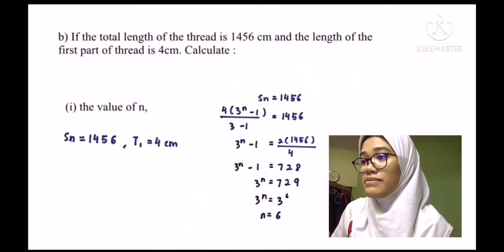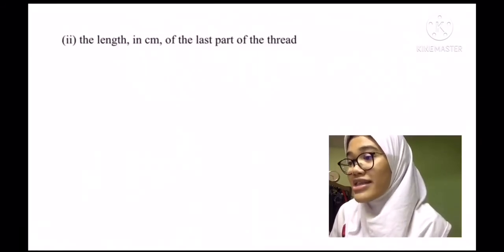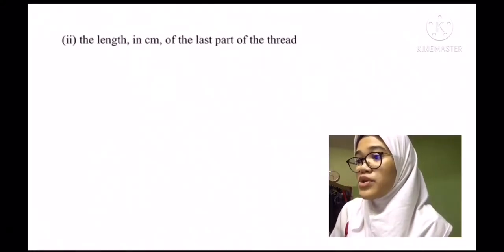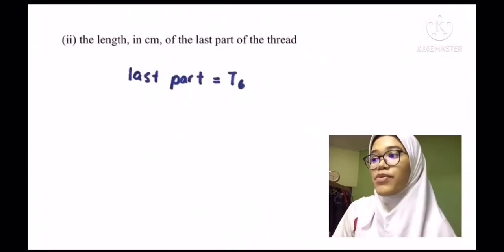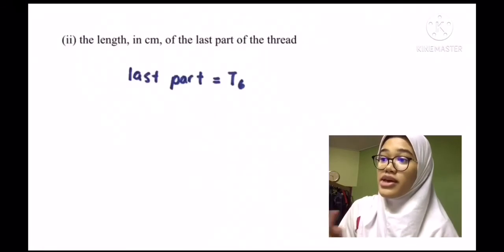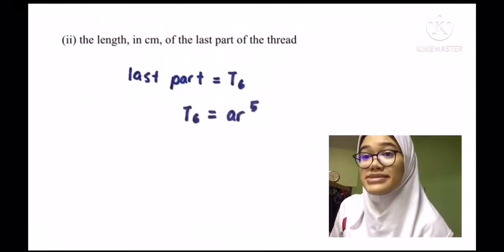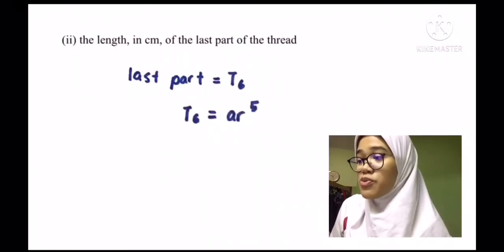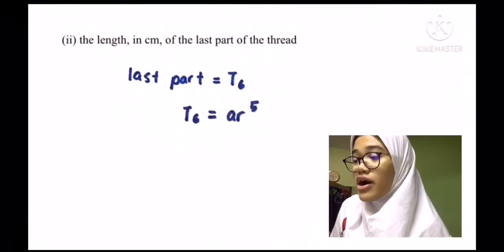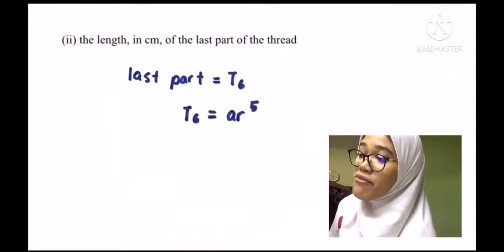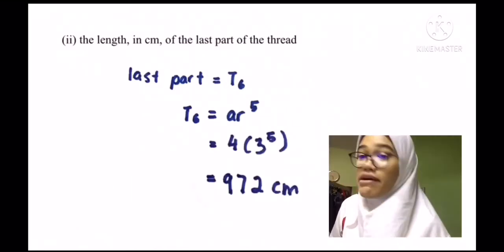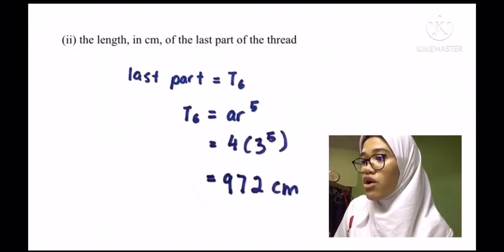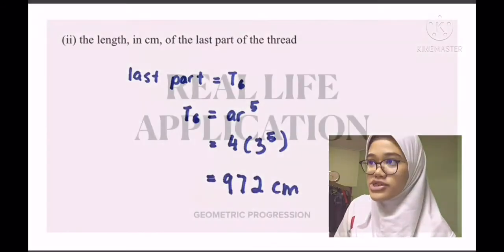So the next question: calculate the length in cm of the last part of the track. We know the last part of the track is the sixth part, so the last part is T6. Changing it into the formula AR to the power of n minus 1, we get T6 equals AR to the power of 5. Putting in the first term 4 and the common ratio 3, it will become 4 times 3 to the power of 5. That will give 972 centimeters. So that is all the answers for this question.